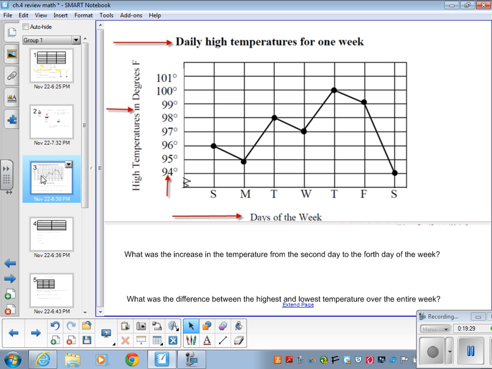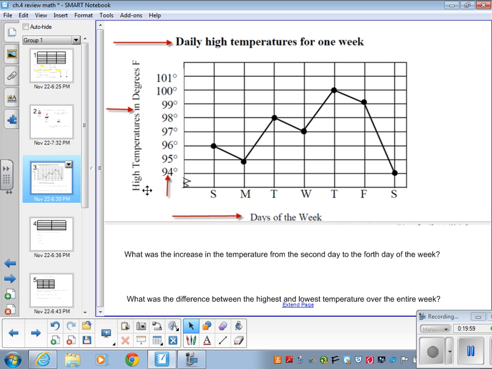Alright, next problem. Here's another type of a question you might get. You might be given a line graph and asked the following questions. Before we start looking at the questions, let's observe and go over this line graph. We see that it's titled Daily High Temperatures for 1 week. Well, we know there's some days in a week. Where am I going to find the temperatures?